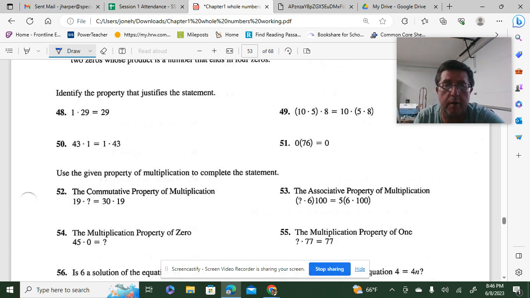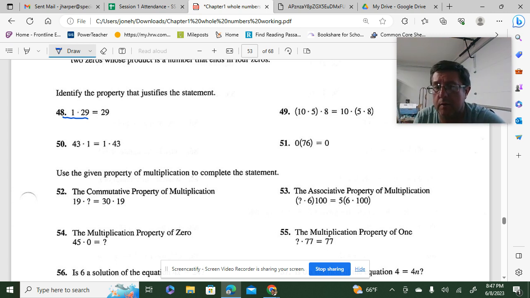Identify the property that justifies the statement 1 times 29 equals 29. I believe that was the property of 1. Like I told you before, I need to get a cheat sheet for you with all the properties on it. I never really dealt much with the property of 1 when I was in school. We didn't call it a property. It was just any number times 1 is the number you're timesing by 1.